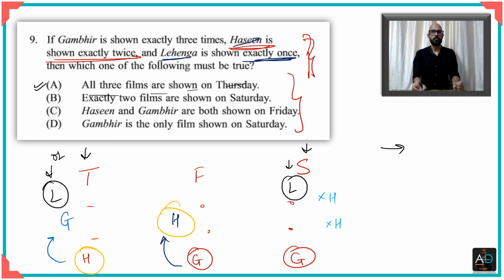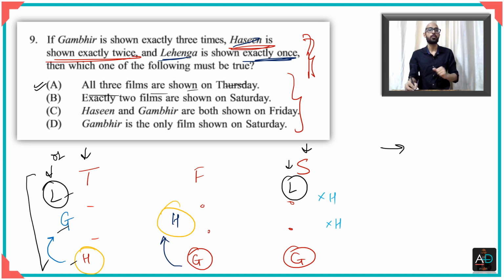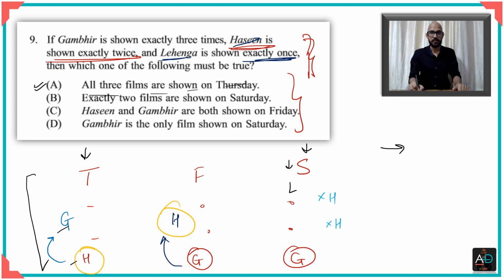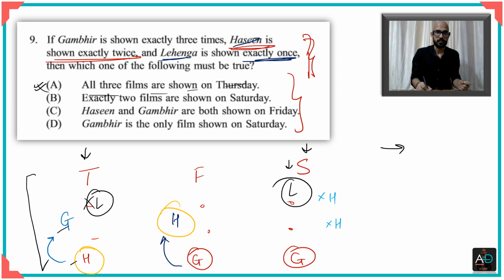All three films are shown on Thursday. Well, if I look at this one here, you can see Lehenga, Gambhir and Haseen. But can I say that this must be true? No, I cannot say that this must be true, because Lehenga can be here or it can be on Saturday. So it's possible that Lehenga may be here on Saturday and there might be no Lehenga on Thursday, which means I cannot say that all three films are shown on Thursday. It's possible, maybe it's not, which means that I cannot say that it must be true. Therefore, I will eliminate option A.